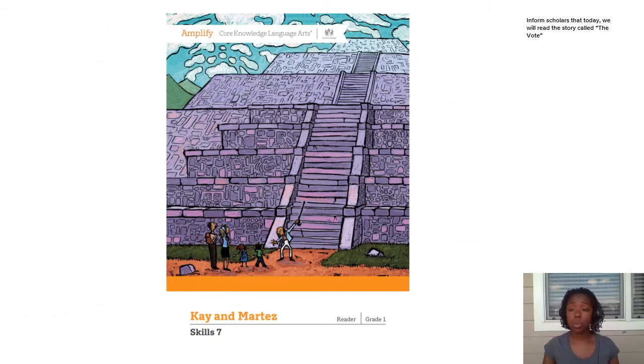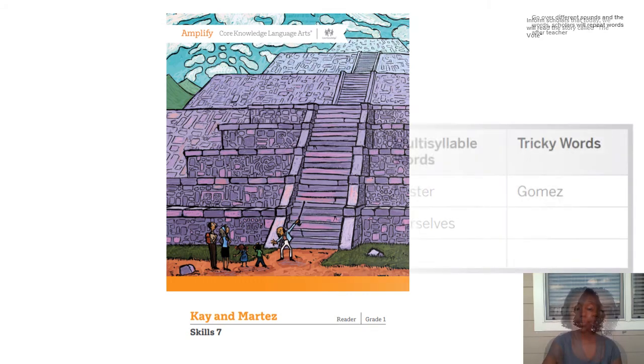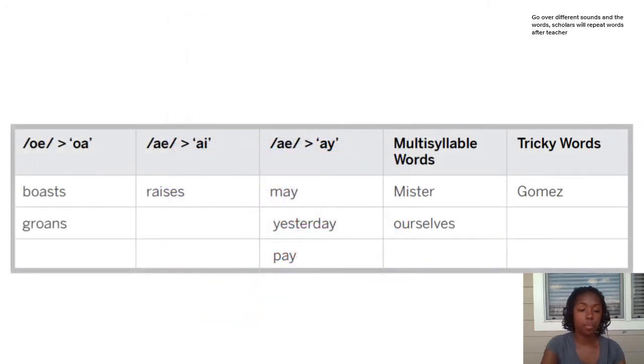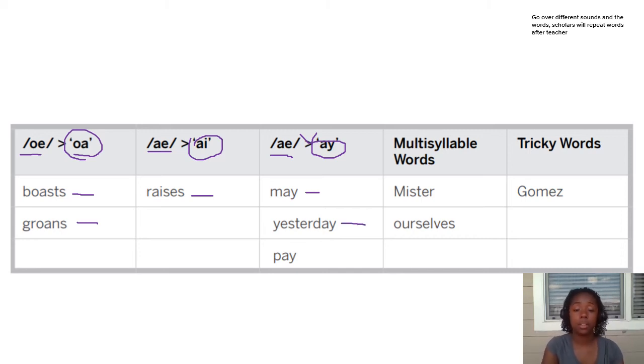All right, scholars. So today we're going to read the story called The Vote. OA together makes what sound? O. Boasts, groans. AI together makes what sound? A. Good. Raises. AY together makes what sound? A. May. Yesterday. Pay.